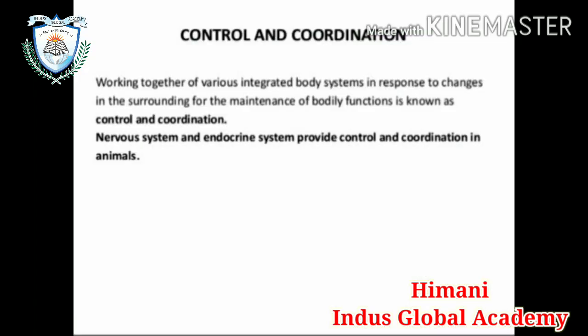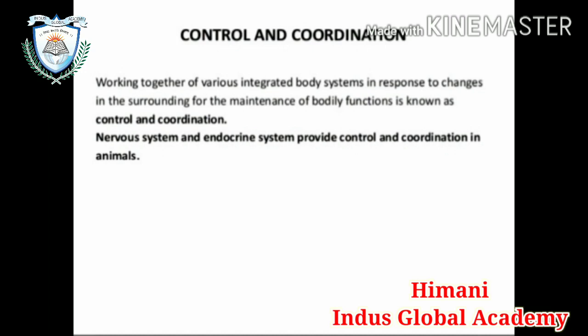So what is the need of control and coordination in animals? An organism is in direct contact with its environment, so any change in its surroundings has an influence on its body. To maintain the balance between environmental factors and body function, there is a need for such a controlling and coordinating system that works for the welfare of the organism.